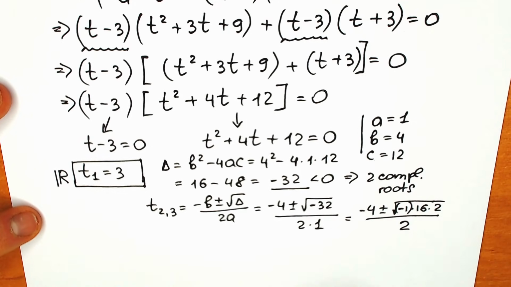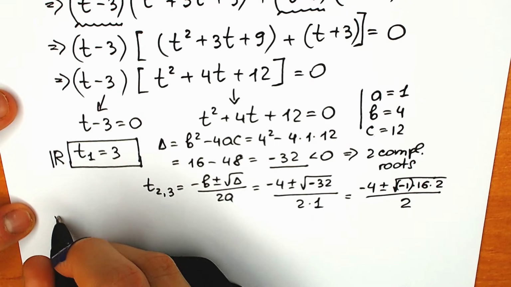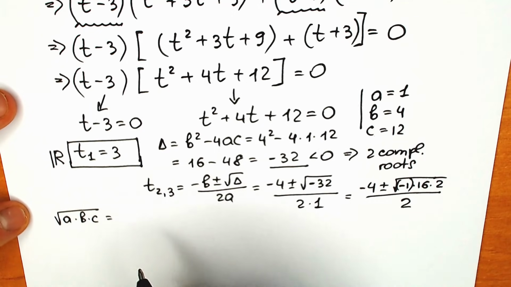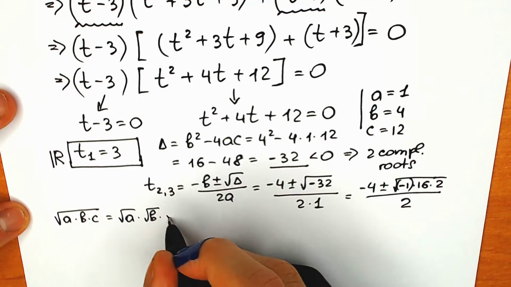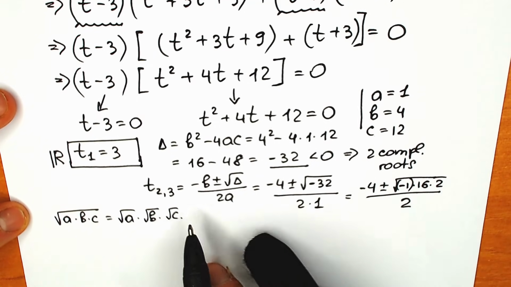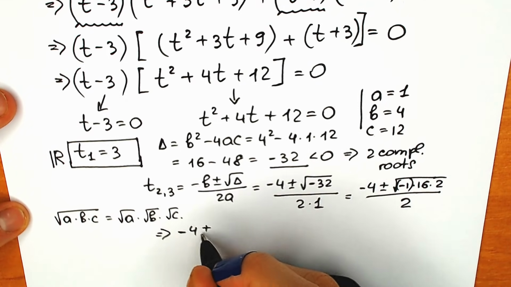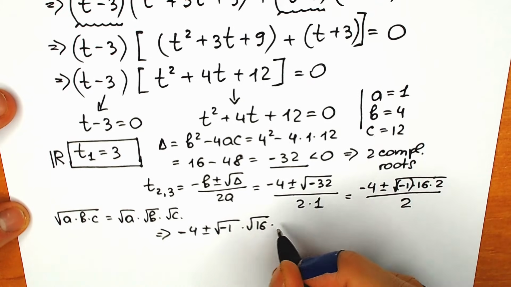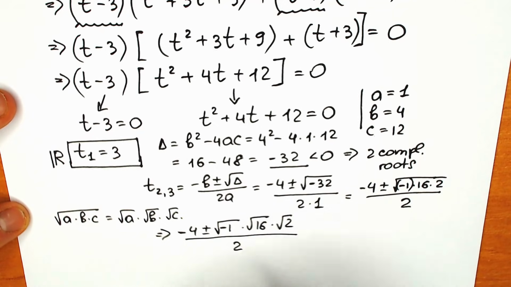Right now, let's remember a really interesting property, a really great property. When we have square root of a times b, and maybe times c sometimes, three variables, we can express it as square root of a times square root of b and times square root of c. And right now let's split it, because we have three values right here. Let's split it like that. What do we have? We have minus 4 plus minus square root of minus 1 times square root of 16 and times square root of 2, all over 2.